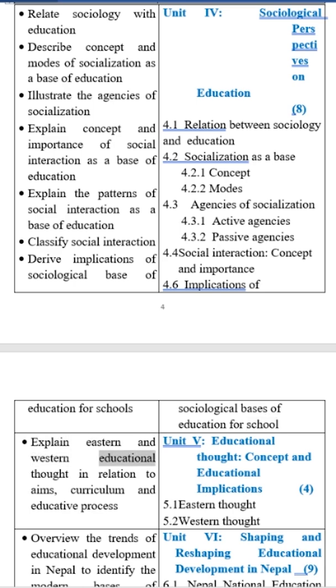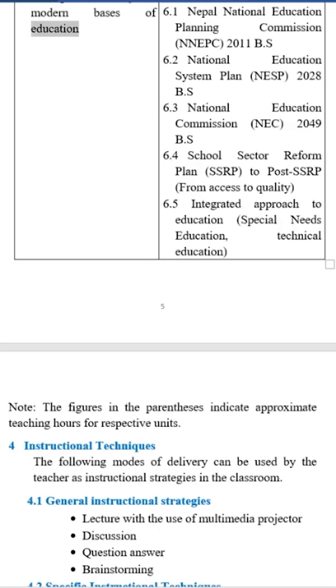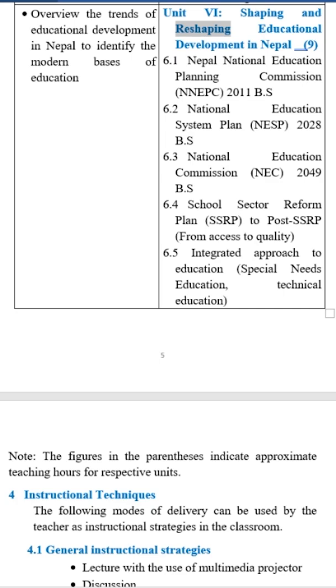Explain Eastern and Western educational thought in relation to aims, curriculum and educative process. Unit V, Educational Thought, Concept and Educational Implications, 4. Eastern Thought. Western Thought. Overview the trends of educational development in Nepal to identify the modern basis of education. Unit 6, Shaping and Reshaping Educational Development in Nepal, 9.